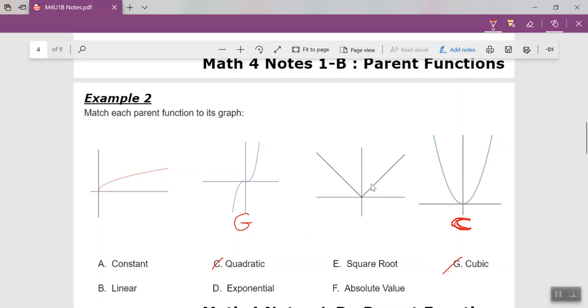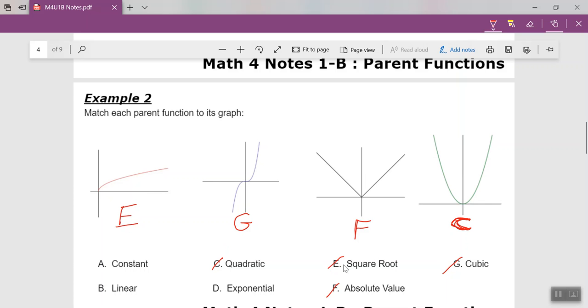This guy, if you've played with them enough, you realize that if it's going up this way and up that way, this is what absolute values do. They make a perfect V. And so this would be the absolute value curve. And over here, you would not have seen it probably until Math 3, but hopefully you recognize this as a square root curve.